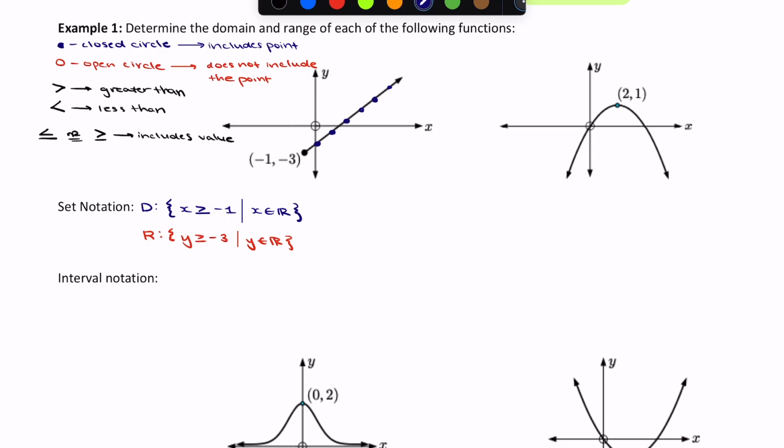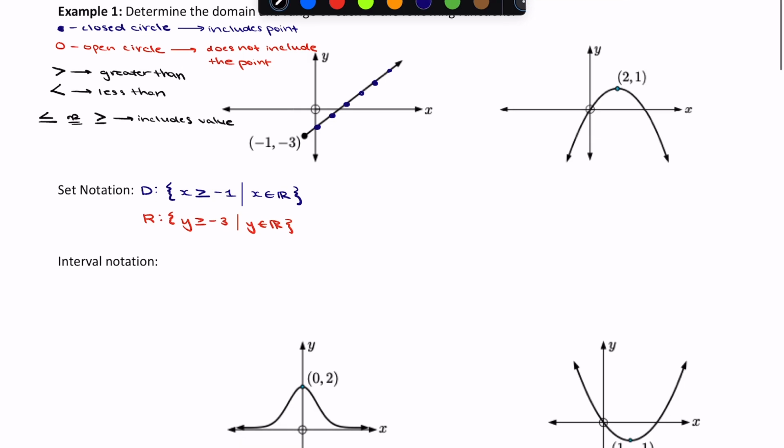Here, if we look at interval notation, there's a couple of key things to look at. Here, if we're looking at square brackets, that means it includes the value. And open brackets would mean that it does not include the value.